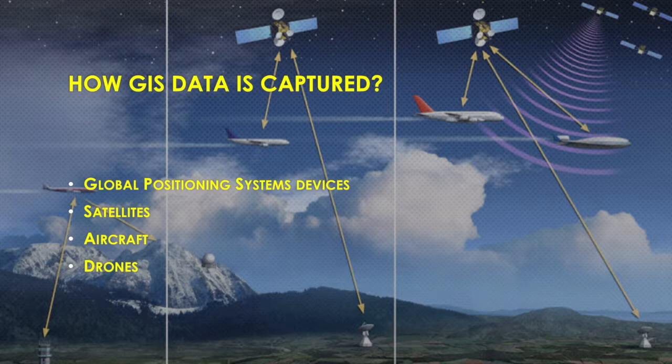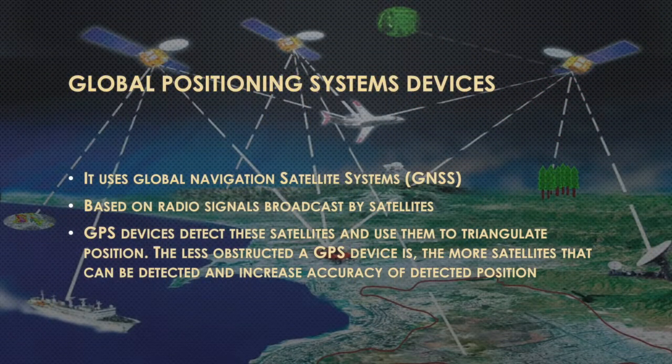Now let's have a look at how GIS data is captured. It is captured with the help of global positioning system devices, satellites, aircrafts, or drones. Global positioning system devices use global navigation satellite systems, also known as GNSS. It is based on radio signals broadcasted by satellites. GPS devices detect this signal and use them to triangulate the position. The less obstructed a GPS device is, the more satellites that can be detected, and it increases the accuracy of the detected position.